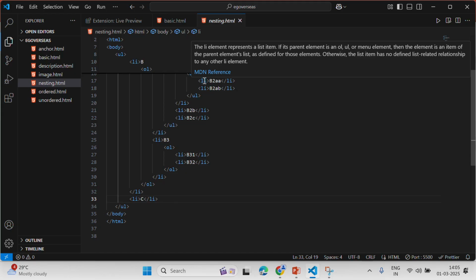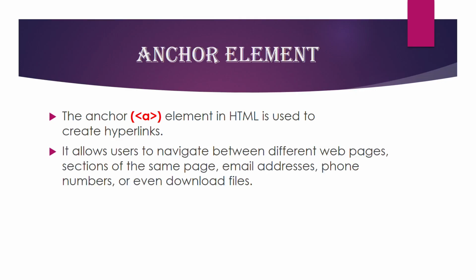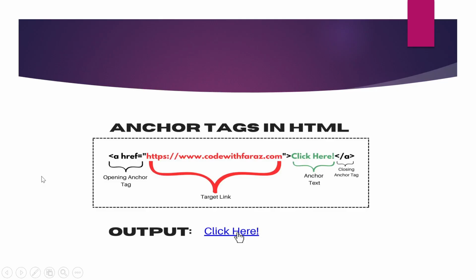Now let's head over to the anchor element. The anchor element in HTML is used to create hyperlinks. It allows users to navigate between different web pages, sections of the same page, email addresses, phone numbers or even download files. So let's just see it. Here A defines the anchor element, href specifies the destination where the link takes the user. Here we can write a link, whatever we are going to target. Here we can write the anchor text that is going to show. And after that you have to close the anchor tag.